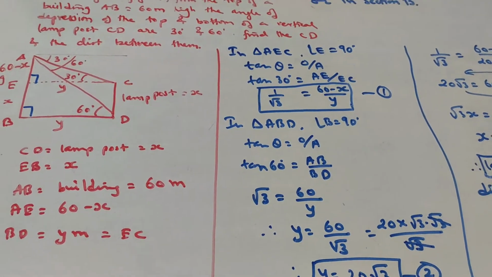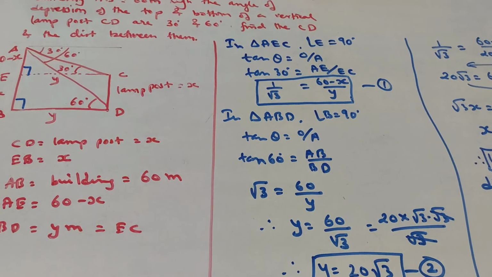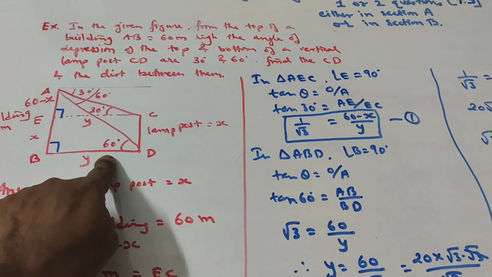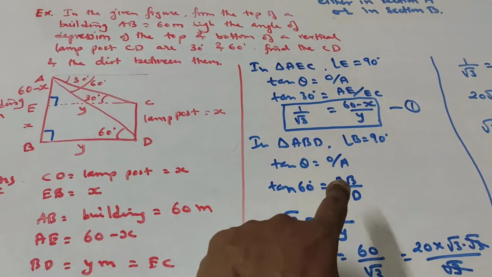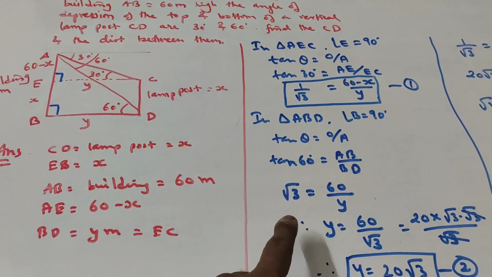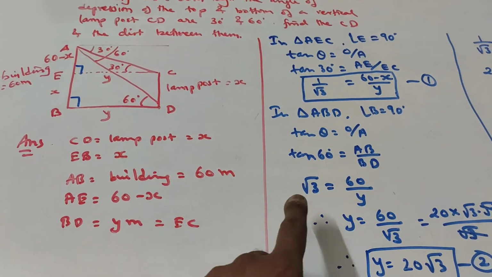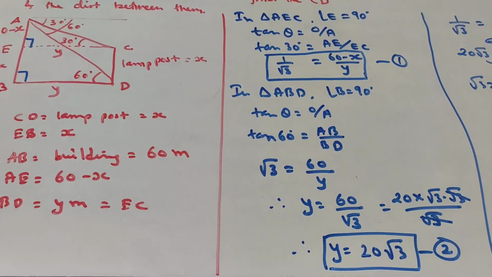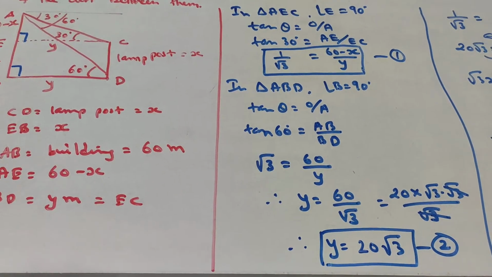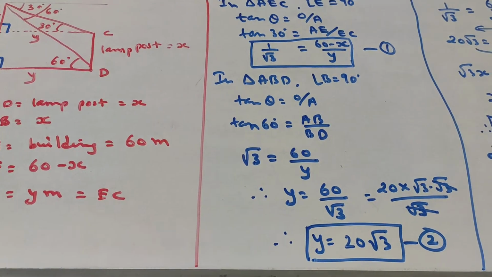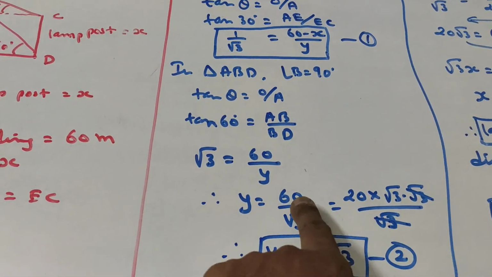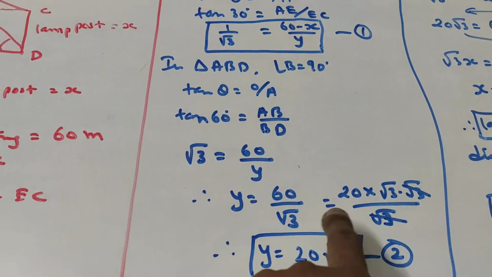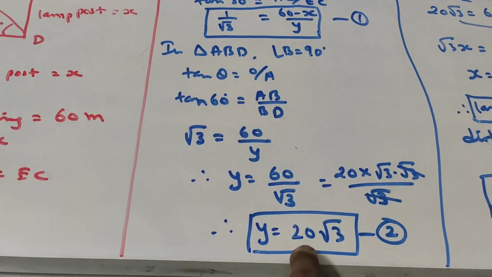Now in the second triangle, triangle ABD, where B is 90 degree, tan theta is equal to opposite upon adjacent. Tan theta we are going to take 60 degree. So tan 60 is equal to AB upon BD. AB is the height of the building, that is 60 upon y, and the value of tan 60 is root 3. So root 3 is equal to 60 upon y. Therefore y is equal to 60 upon root 3. I hope you understood this calculation. So 60 I split into 20 times 3, and 3 I split into root 3 times root 3. Root 3 cancels. So we get y is equal to 20 root 3.